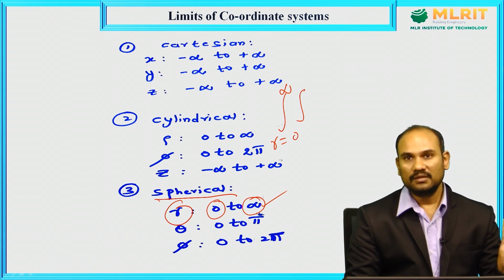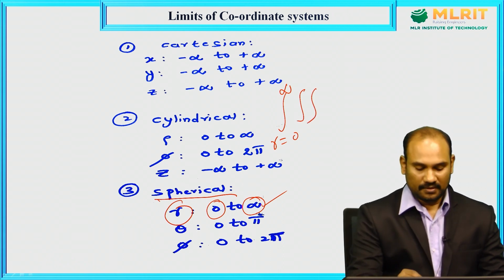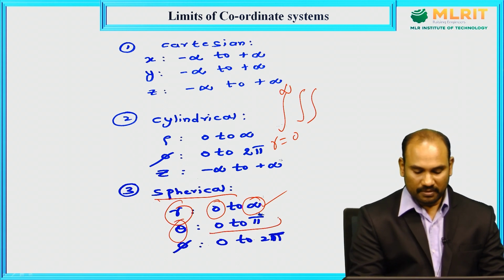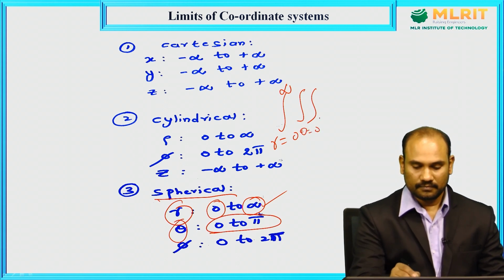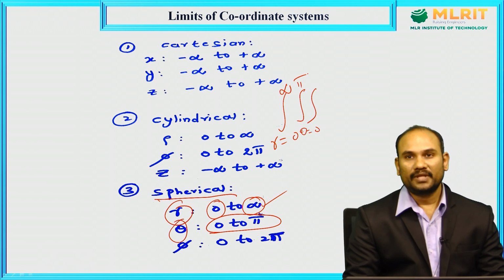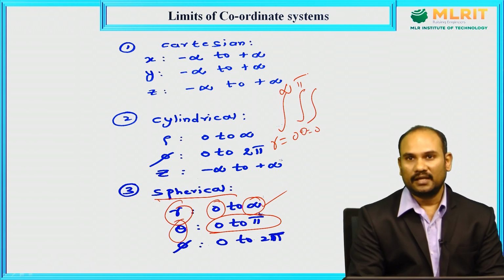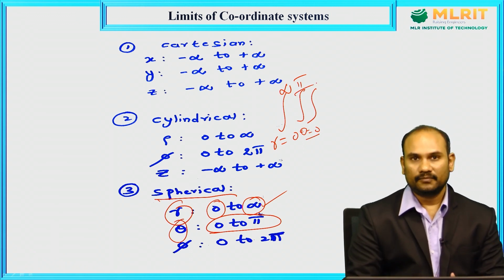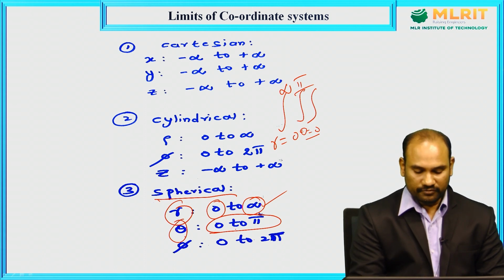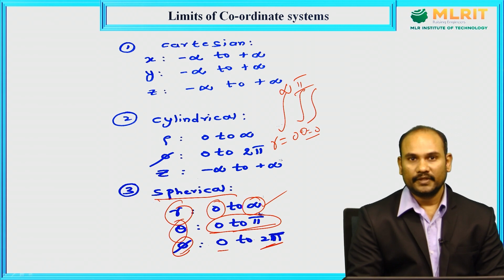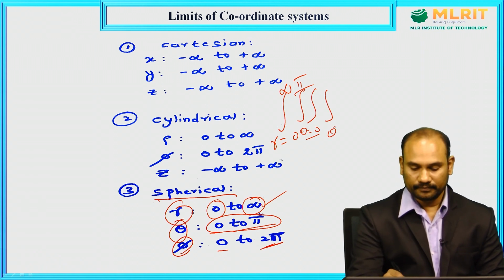Volume means triple integrals, and theta goes from 0 to pi. What is theta? Theta is the elevation angle. I will show you how it is measured in the next slide. So, theta goes from 0 to pi. Be very careful. Theta goes from 0 to pi. Phi goes from 0 to 2 pi. It is the horizontal plane angle, or azimuthal angle phi. It goes from 0 to 2 pi.